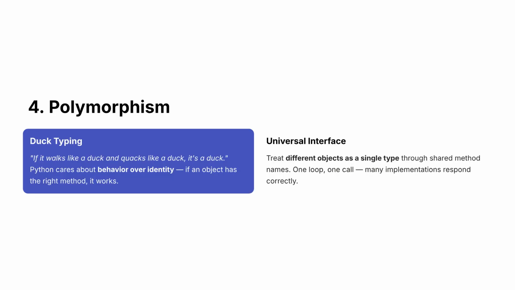Polymorphism. The name sounds fancy, but the concept is beautifully simple, and it's basically baked into Python's DNA. The classic quote is, "If it walks like a duck and quacks like a duck, it's a duck." Python doesn't care about the type of an object, it cares about behavior. Does it have the method you're trying to call? Great, it works. This is called duck typing, and it means you can write code that operates on wildly different objects through a single, unified interface. No explicit type declarations needed.